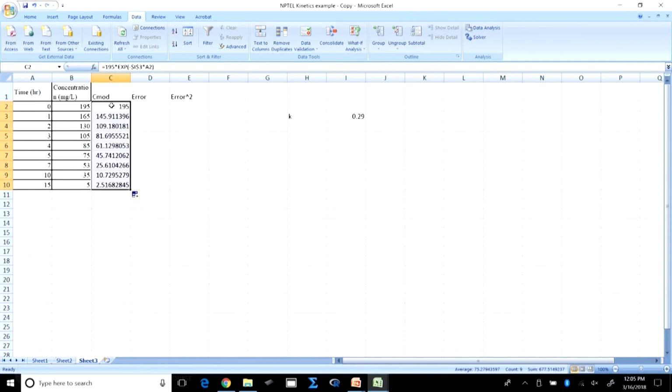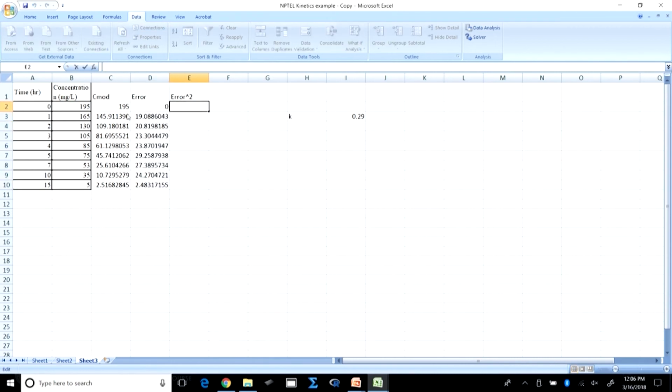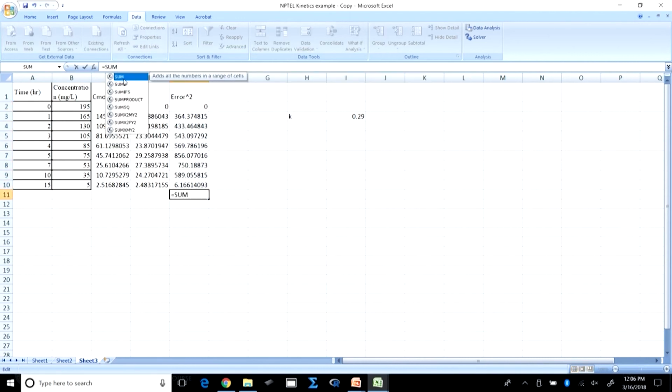So here we have the modeled values based on this particular trial value of k, right, and then error is nothing but the difference of these two cells, equal to this minus this, and enter. And error squared is equal to this to the power of 2, and now sum of squared errors is equal to the sum of all these cells, right, enter.